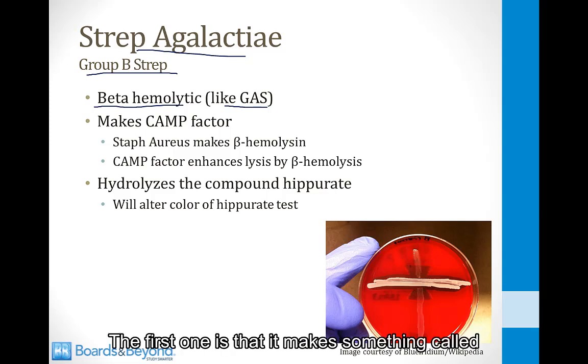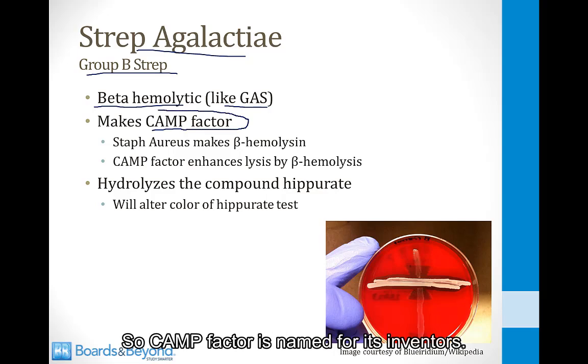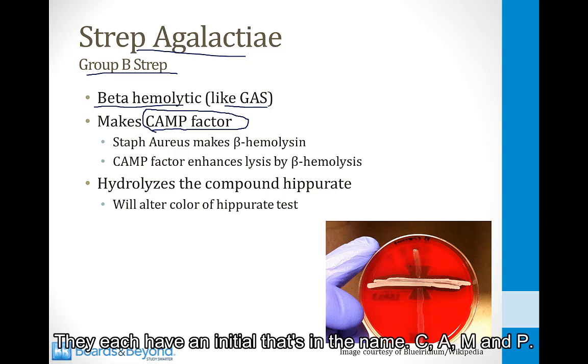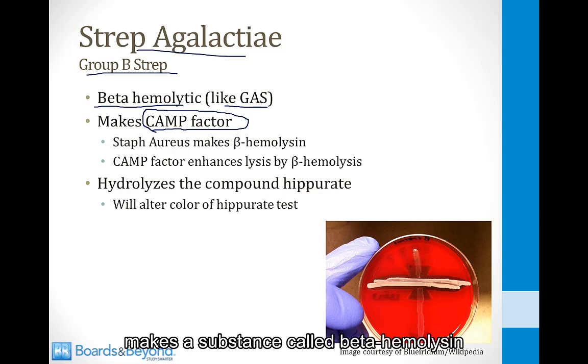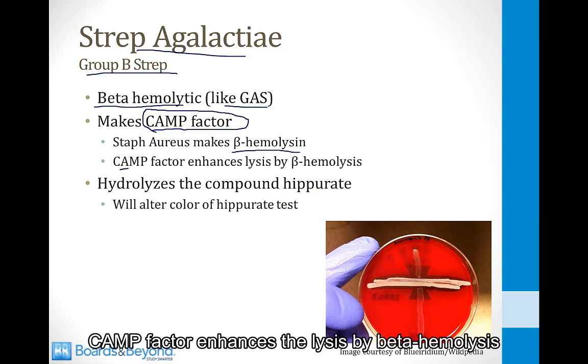The first one is that it makes something called the CAMP factor. So CAMP factor is named for its inventors. They each have an initial that's in the name, C, A, M, and P. What CAMP factor does is that Staph aureus makes a substance called beta hemolysin that can perform hemolysis. CAMP factor enhances the lysis by beta hemolysis.